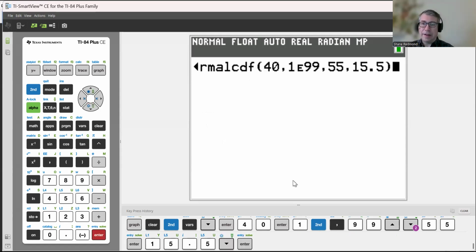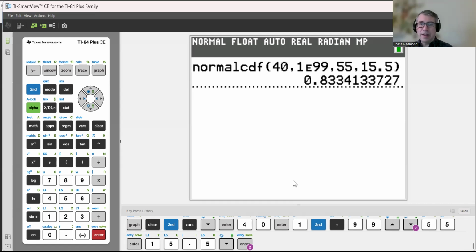And then when I hit paste, it'll type this into my calculator. Again, if you have an older model of TI-83 or 84, you may just see this screen and need to type in the 40, the 1E99, the 55, the 15.5 for yourself on this screen. Once we've got everything entered here, we hit enter again, and it's going to give us a value for that probability there.